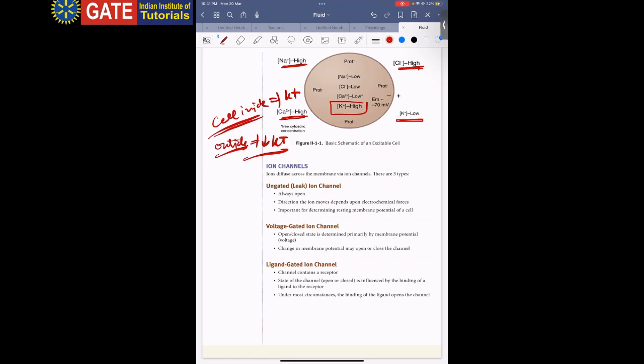Now let's talk about the different types of ion channels. As I said earlier, if these ions are to move across this membrane, they require the presence of these channels that will cause the diffusion of the ion across the membrane. So we have three types of channels. First, we have the ungated or the leak channels. They are called leak because they are always open. And the direction of the ion depends upon its electrochemical forces.